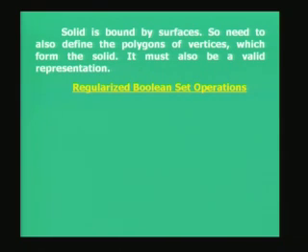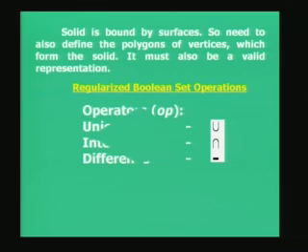Before we move on to valid representations or methods to validate, we will look into another representation of solids and methods by which you can create different types of solids from simple structures. Let us look at this simple example. Now, regularized Boolean set operations are of three categories.